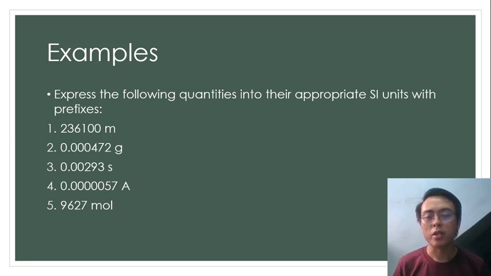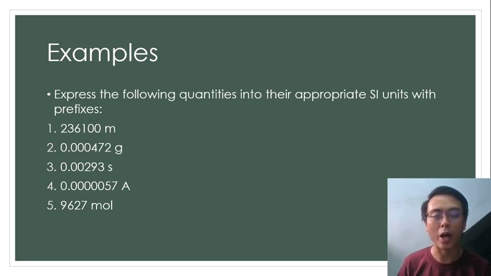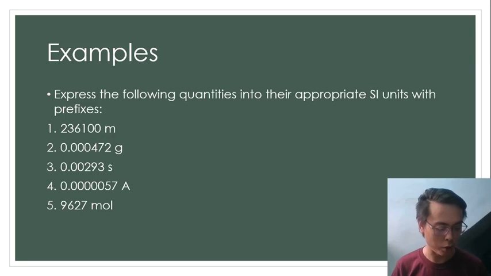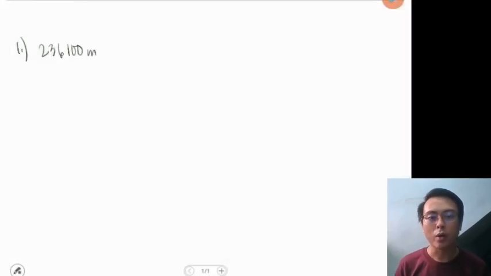Okay, so these are just some basic examples. Express the following quantities into their appropriate SI units with prefixes. We will be doing just two of these, one very large number and one very small number, to take a look at how we properly use prefixes. So let's try number one because that's a big number. Let me just copy it first, 236,100 meters. So how do we appropriately apply prefixes to this number?